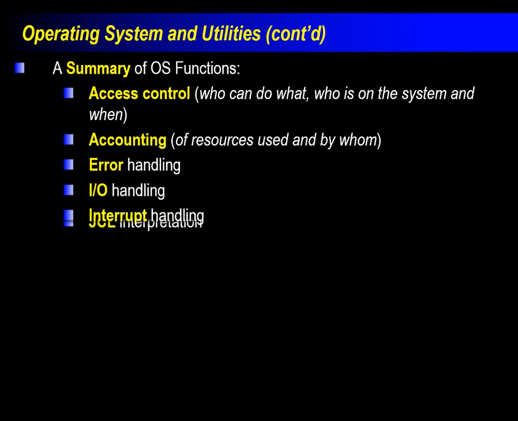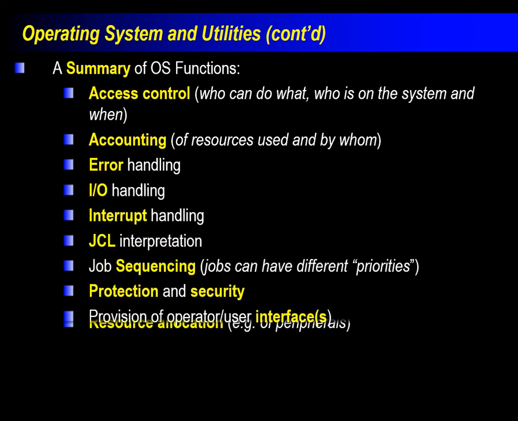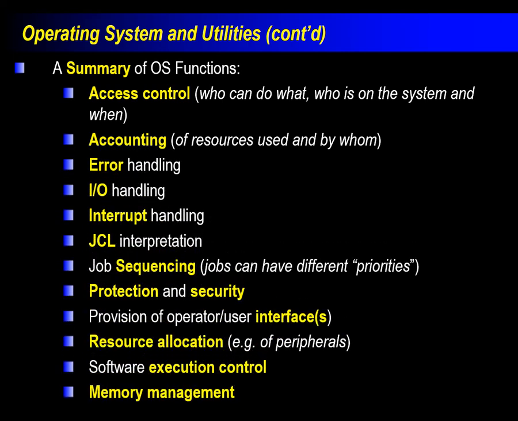So here's that summary of operating system functions, right? Security is also built into the operating system. Who can do what? Who's on the system? Accounting, controlling resources, error handling, input outputs, interrupt handling. Interrupts are things like when the computer's doing something and it gets interrupted by something more important. Sequencing jobs, putting them into an order.